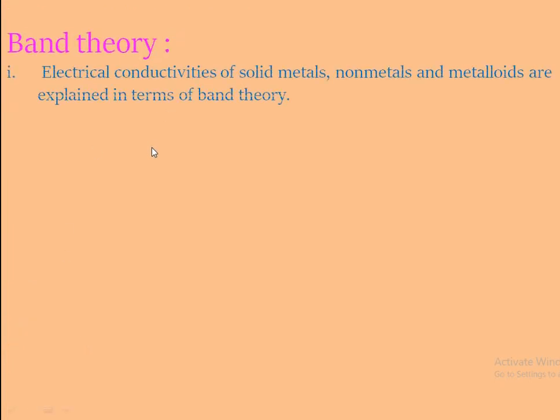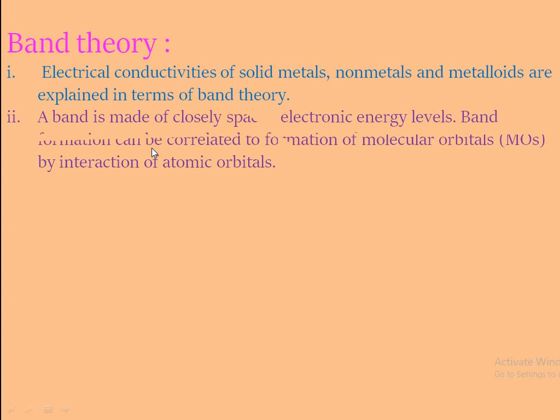Next is the band theory. In this band theory, the electrical conductivities of solid metals, non-metals, and metalloids are explained in terms of bands, because there are two types of bands. First is a conduction band and second is a valence band. A band is made up of closely spaced electronic energy levels, and the band formation can be correlated to the formation of molecular orbitals by interaction of atomic orbitals.